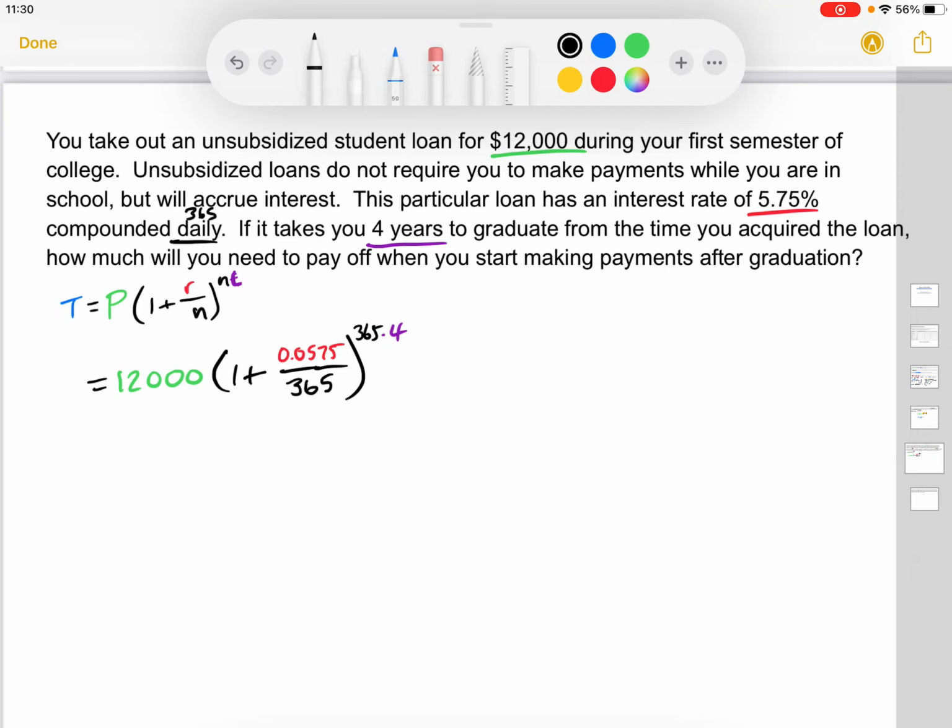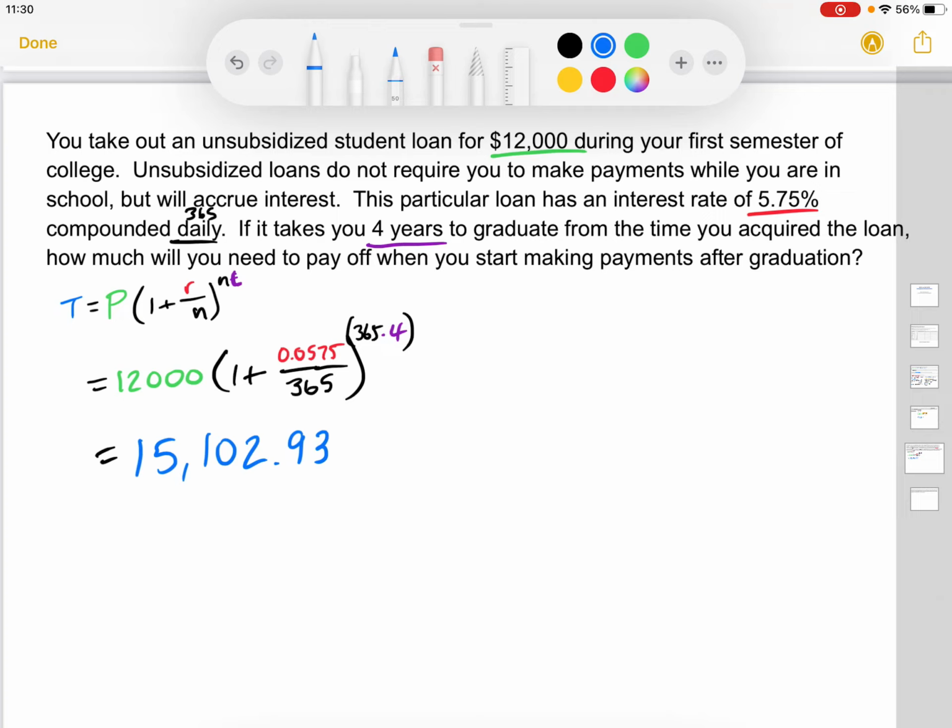And again, just as a note here, it's important to put that exponent in parentheses as well. This should come out to a total of $15,102.93 or 92 cents. That 0.6, the bank is probably going to round that up for the purposes of a loan here.